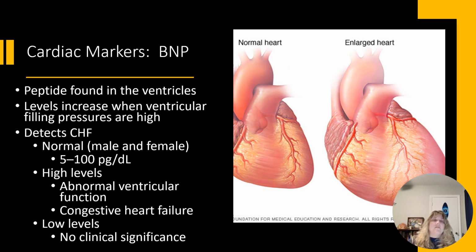And then finally, we have the cardiac marker BNP. That's B-natriuretic peptide hormone. This is actually something that's found in the ventricles. Your levels of BNP will increase in the bloodstream as your ventricular filling pressures are too high. So if you have someone who has congestive heart failure and they have that enlarged heart, then you've got BNP that's floating through the bloodstream. Normal should be 5 to 100. High levels indicate abnormal ventricular function or congestive heart failure, and low levels are of no significance.